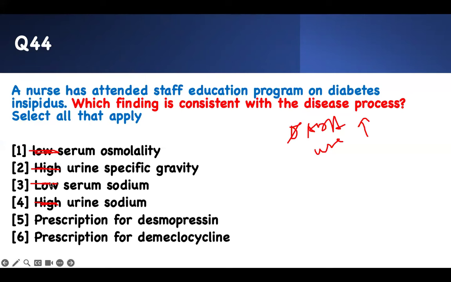Prescription for desmopressin is ADH. So that will prevent the water loss or whatever is going on. Demeclocycline is used to block ADH. You should not be blocking ADH. Therefore, the right answer is number 5. That's our answer choice.